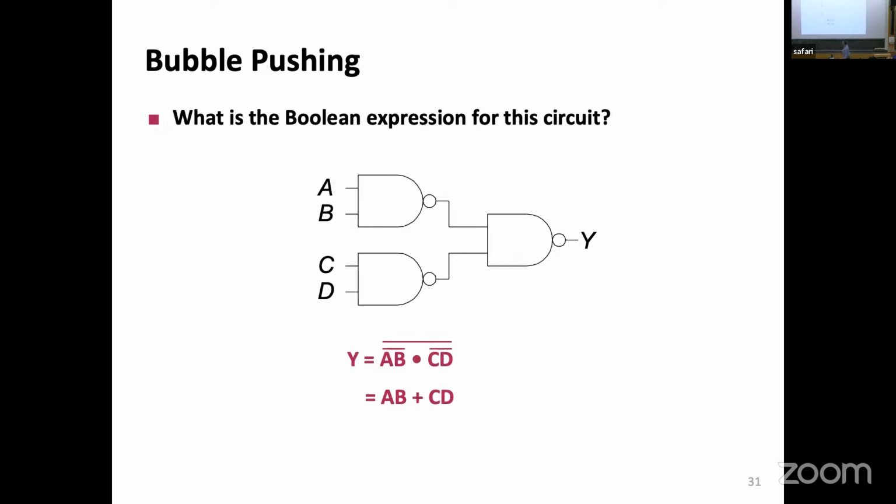Now, we can show that. We will show that by using De Morgan theorems. This is actually A and B or C and D, which is such a nicer way of saying it instead of all these inversions here and there. No?